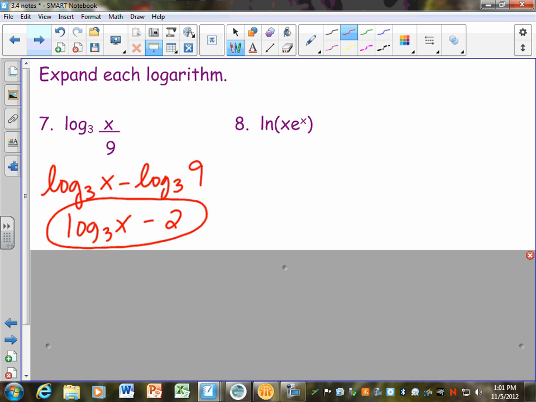So try number 8 here. See if you can break that up and see if you can simplify it.